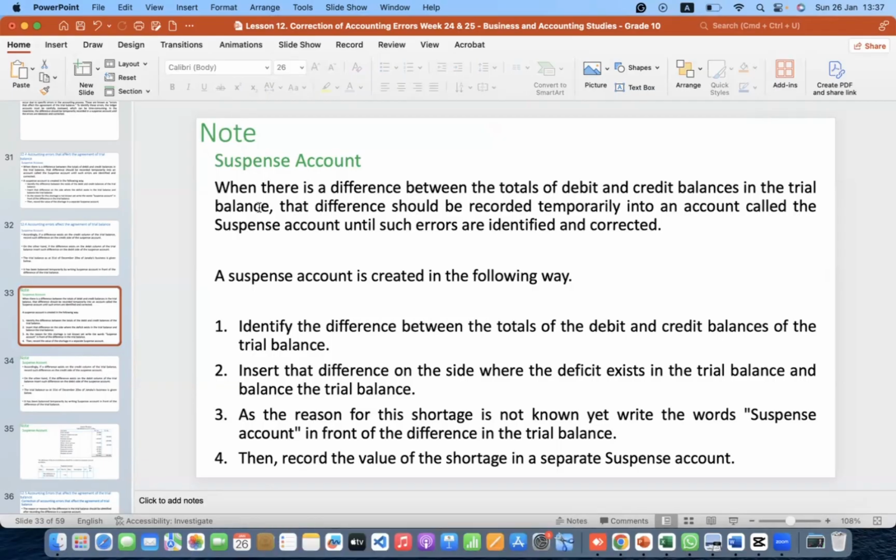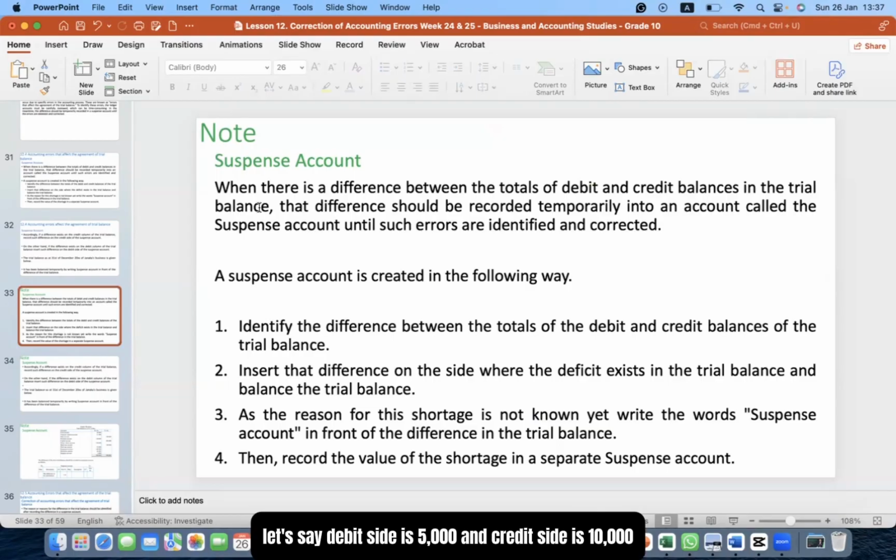Let's say the debit side is 5000 and the credit side is 10000. Then in the debit side you have 5000 short. So you record that 5000 short, or the 5000 difference, in that debit side and you name it as suspense account. Why? As the reason for this shortage is not known yet, write the word suspense account in front of the difference in the trial balance. We still don't know about the difference.